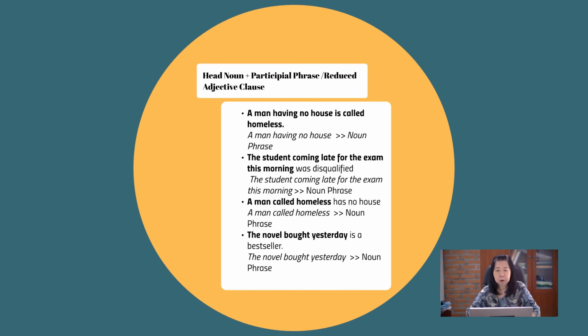A man called homeless has no house. A man called homeless, this is a noun phrase. Man is the head noun. Called homeless is the participial phrase. The novel bought yesterday is a bestseller. Novel is the head noun. Bought yesterday is the participial phrase.